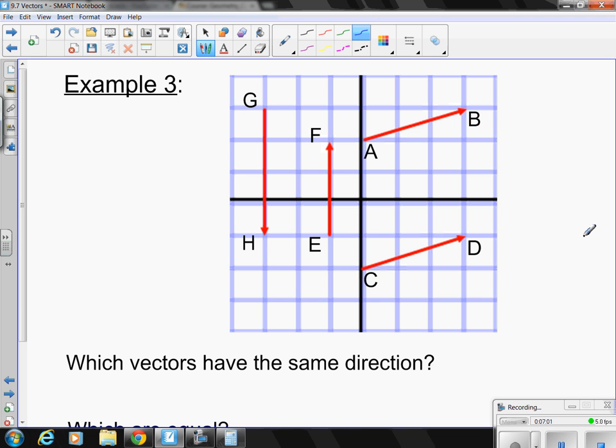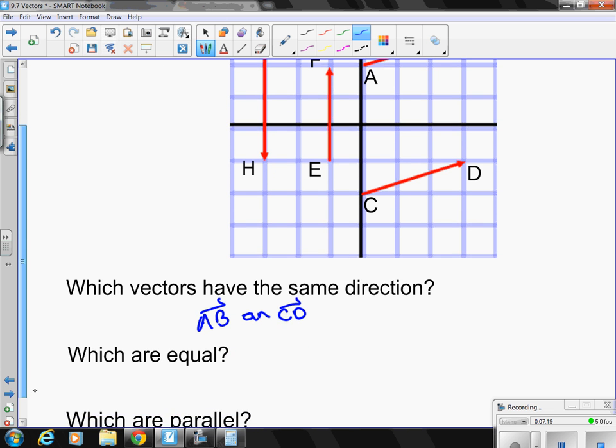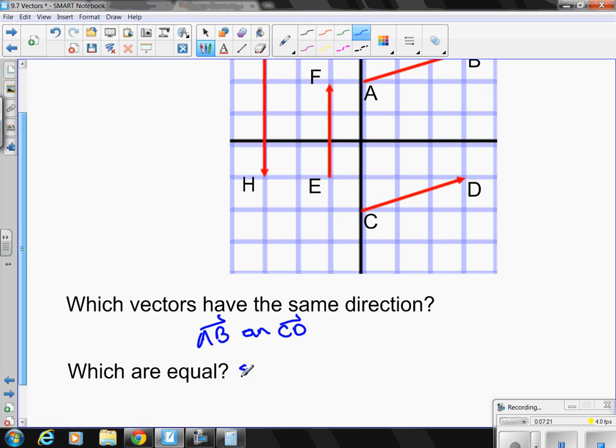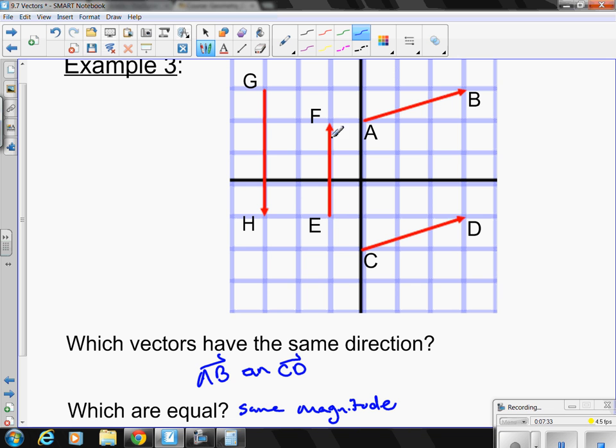Now, in this next problem, which vectors have the same direction? These vectors are both pointed in the same direction. So vector AB and CD have the same direction. Which vectors are equal? Equal just means same magnitude. So which ones are equal? Both AB and CD, as well as, oh, I was going to say these two, but they're not equal, are they? This one is one longer than that one.